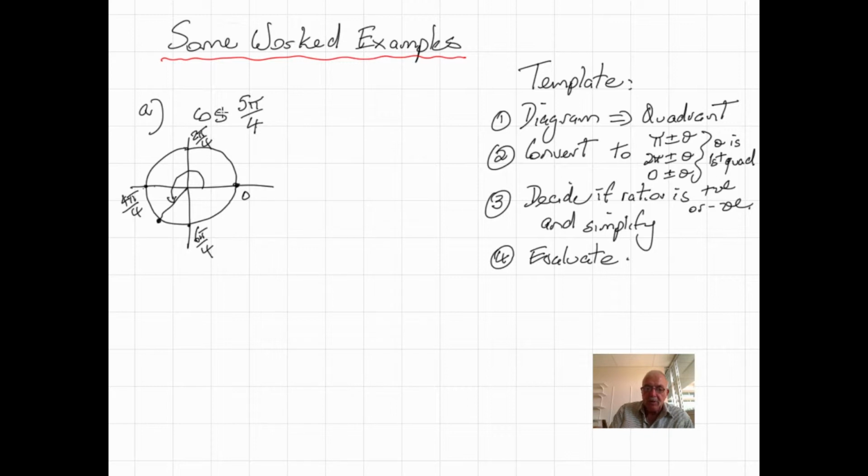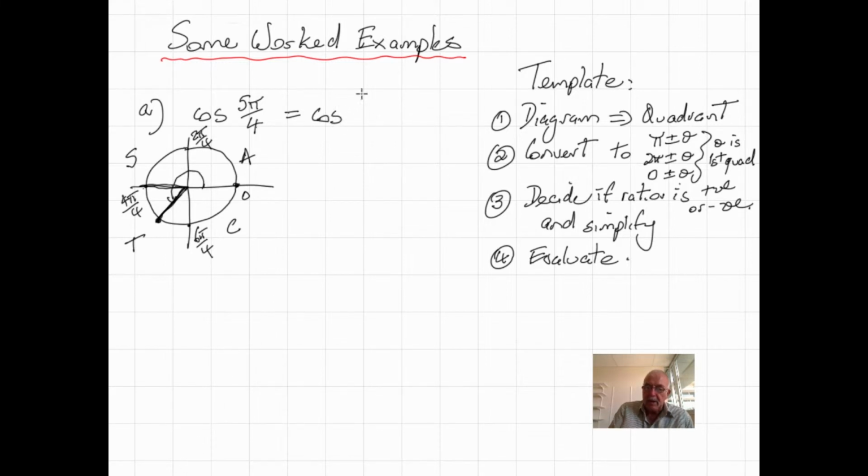Now we're after cos, and we'll put in our CAST acronym. Cos is positive here, all trig ratios positive, sine is the only one positive, tan. So I'm expecting, because the angle is in this quadrant here, that we're going to get a negative answer. So step number 2 is convert to pi plus or minus theta, 2 pi plus or minus theta. So we work off the x-axis. So there it is there. So we can say that that is cos.